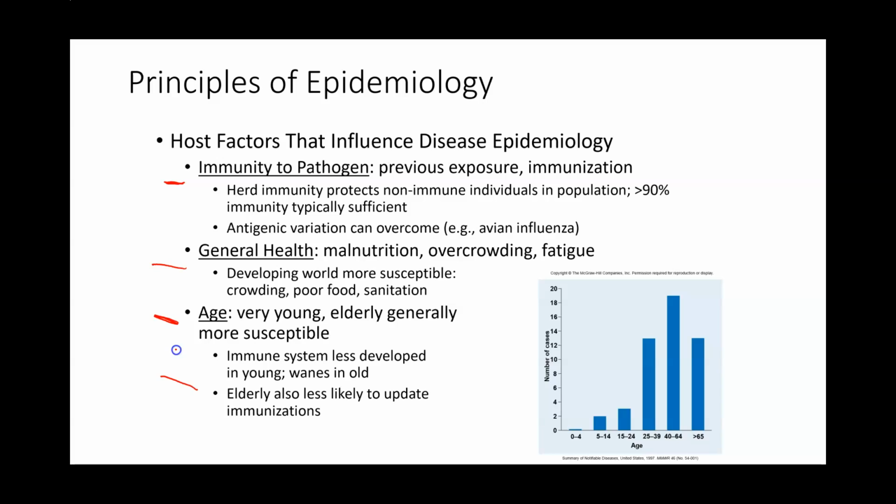Young individuals have not developed that immune system, and older individuals don't tend to update their vaccines as often, and their immune system starts to degrade as they get old. So they're less healthy in general.